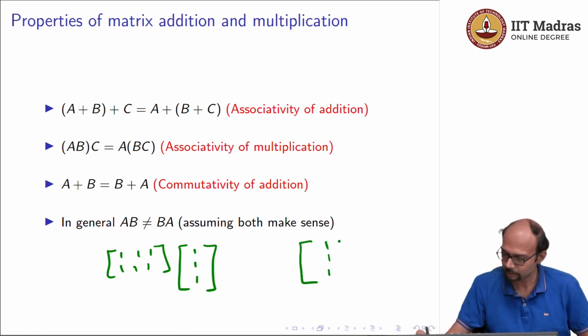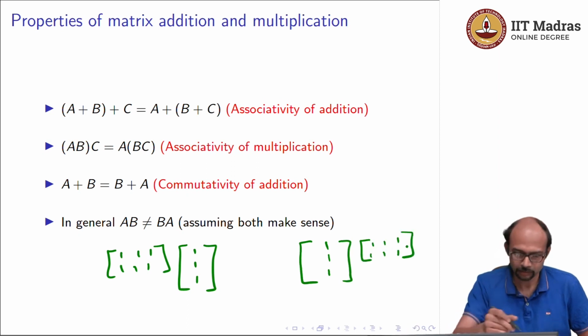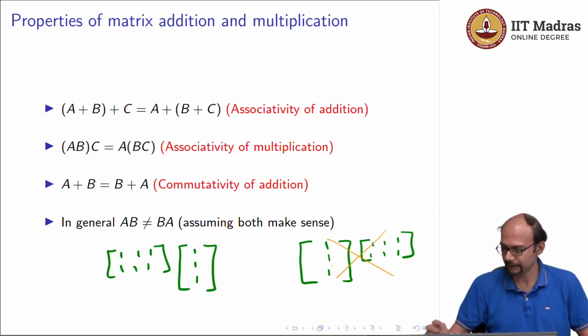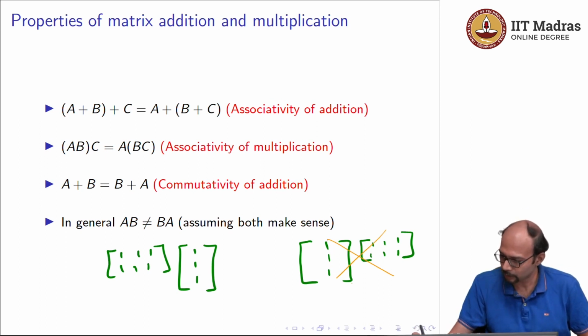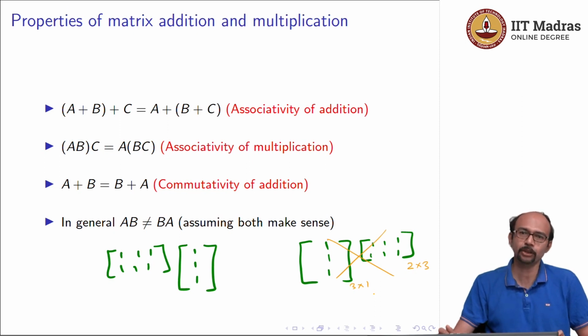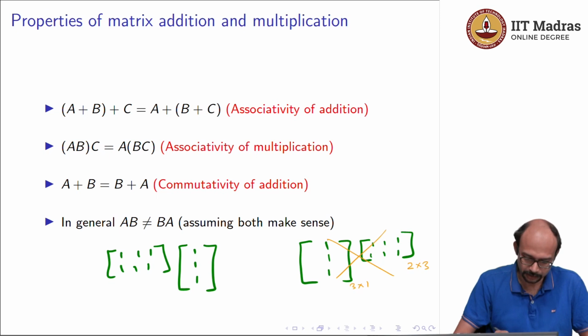This does not make sense. I hope it's clear. This has 1 column and 3 rows. This has 2 rows and 3 columns. So you can't multiply these two. So it may not even make sense to multiply them. Even if you can multiply them, they may end up being of completely different size, and even if the sizes are the same, they may not be equal. So I'll encourage you to check such things.